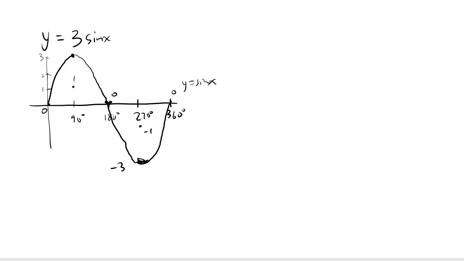So what we see is that the number in front of the function actually gives you the amplitude. Before, the amplitude was 1 when you didn't have anything. But when you put the 3, now 1 got amplified to 3. So A is the amplitude.